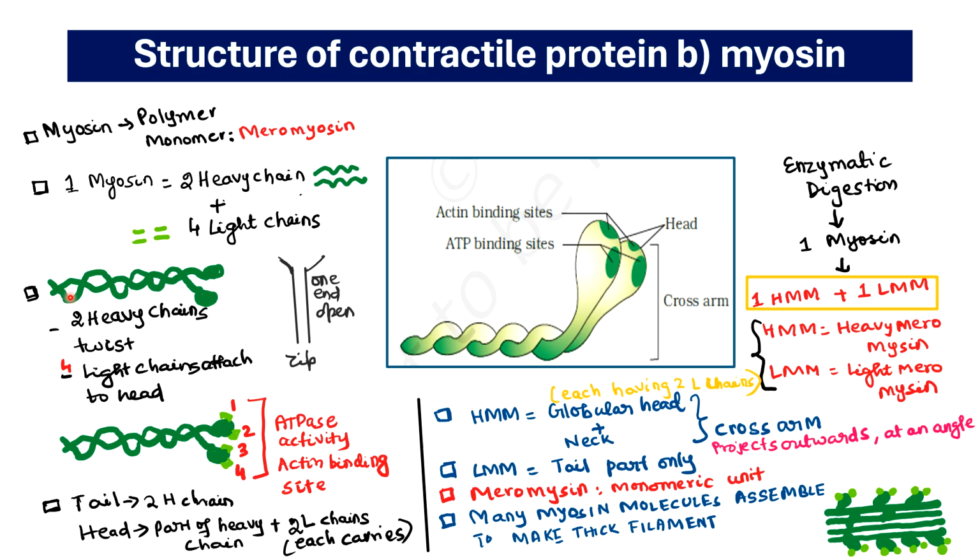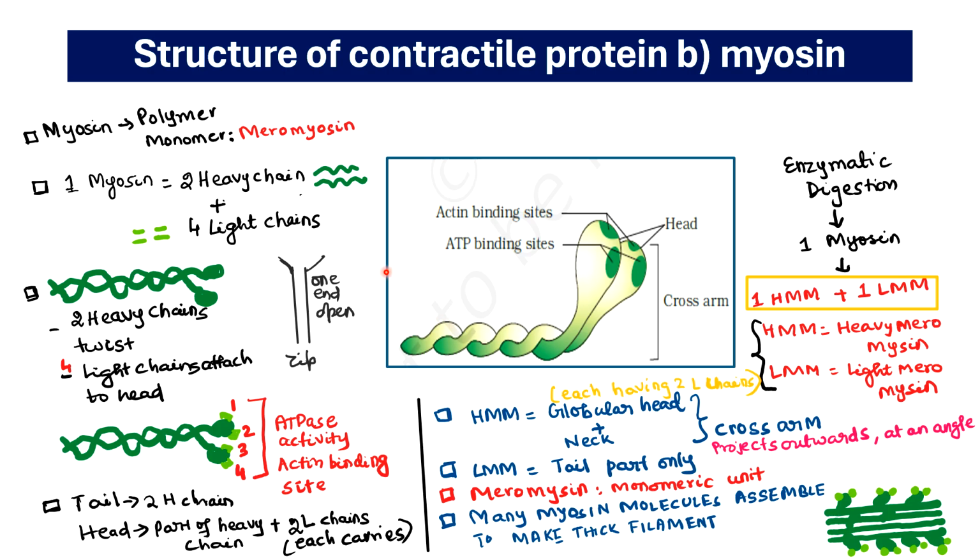Okay. Now these two heavy chains twist around each other, and towards the end part they do not twist and are free, and they form the globular head. So each myosin molecule has two globular heads, and to these two globular heads four light chains attach. Okay. So for each head two light chains are going to attach. Clear? Now look at the image here.